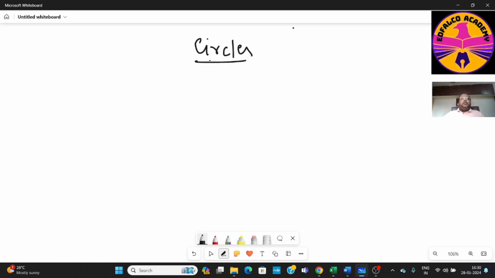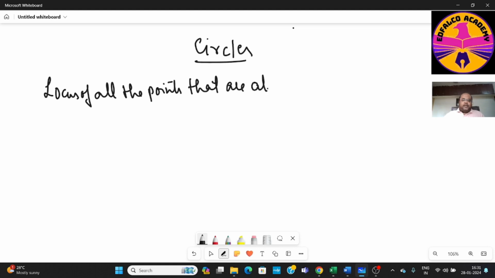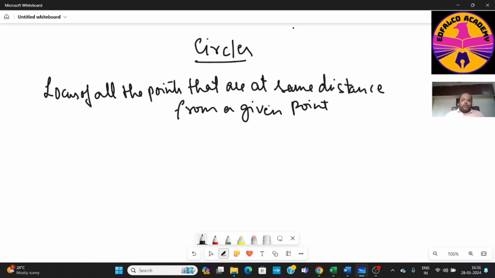So first of all, to understand the circle, we should understand what the circle means. What is the definition of a circle? As some of you might be aware, a circle is nothing but a locus of all the points that are at the same distance from a given point.